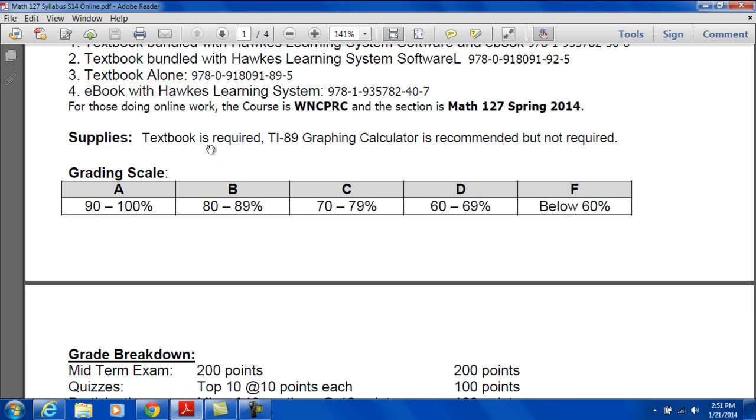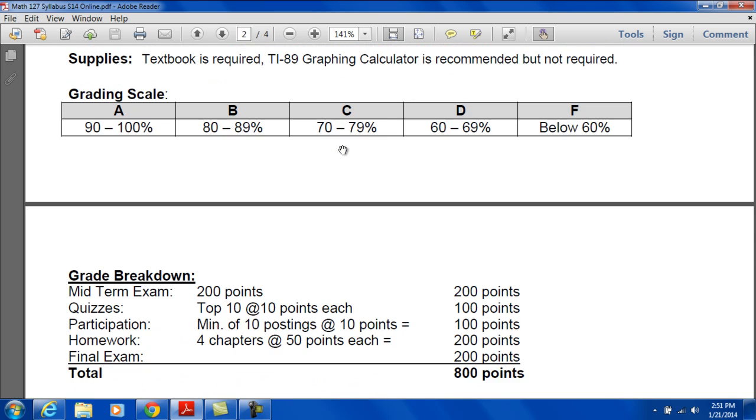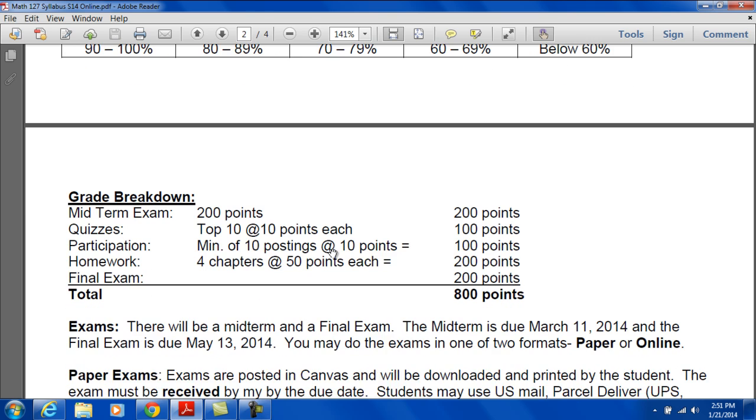Supplies with the textbook. You need the textbook. I encourage you to get a TI-89 graphing calculator. It's recommended, not required. It's something that if you're going to go on to calculus, you're really going to like having. Grading scale, A, B, C, D, F, pretty standard there.